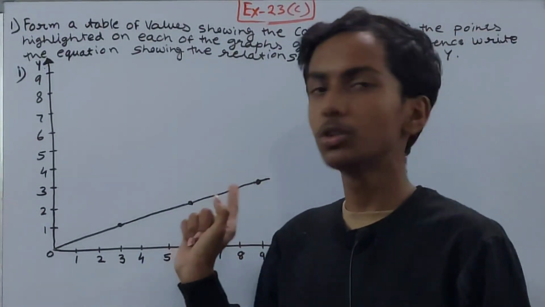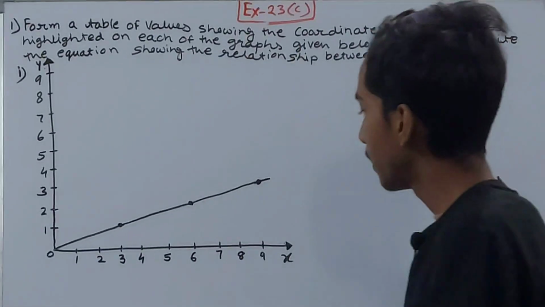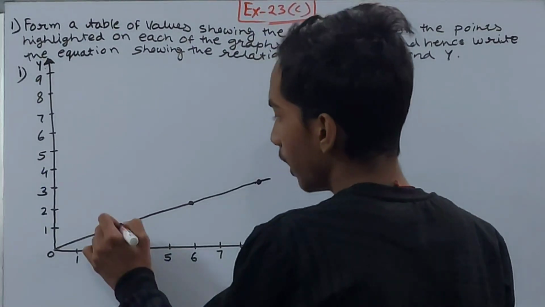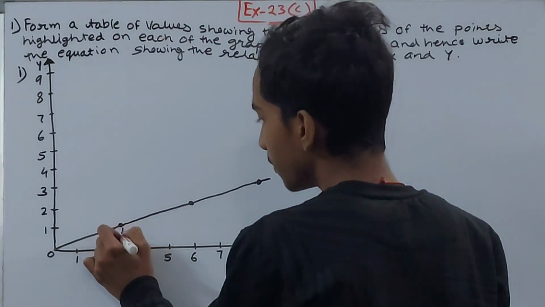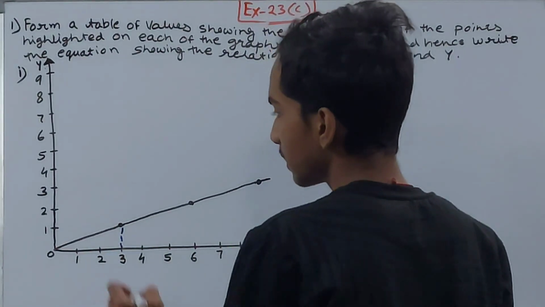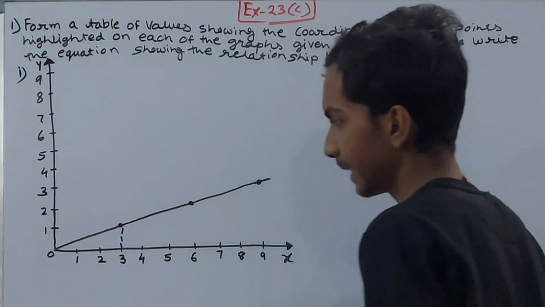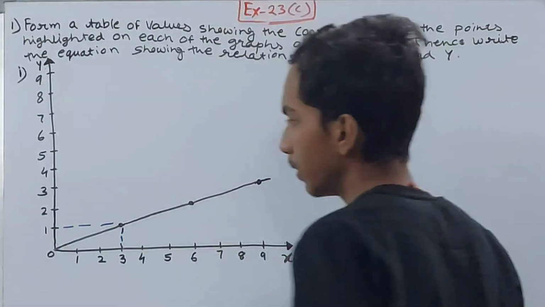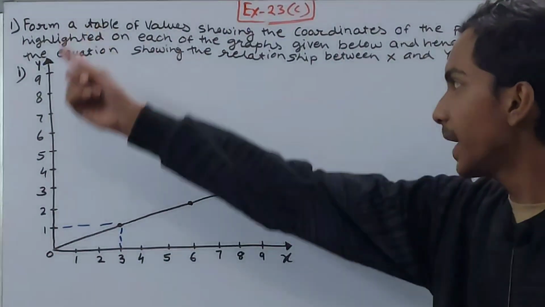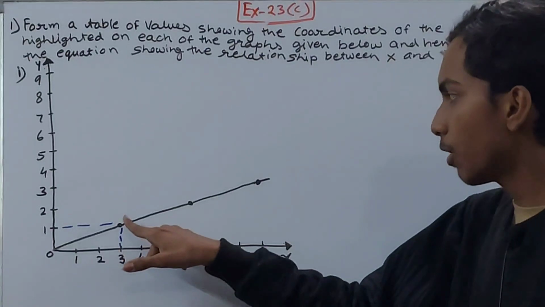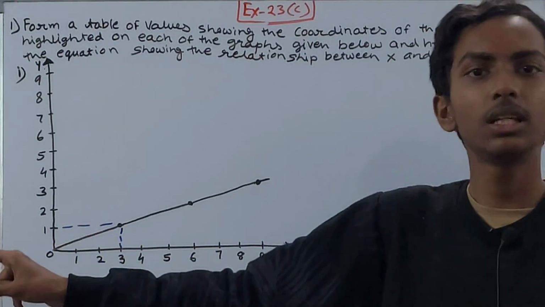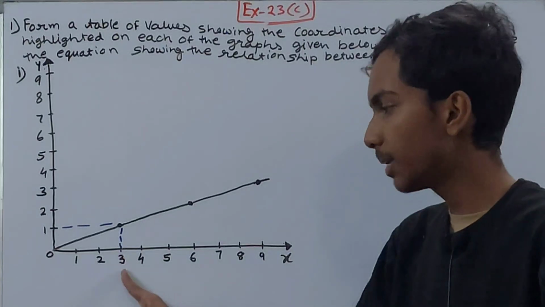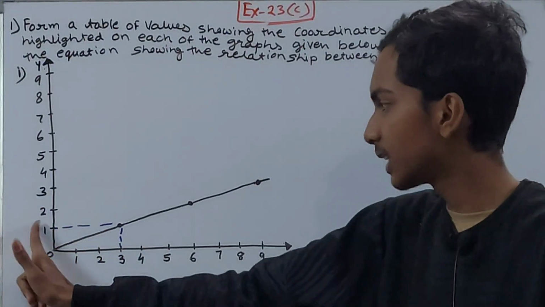So see here, we'll have this graph right here. Look at the first point, and if I draw lines perpendicular from here, you can see it is coming on 3 on the x-axis and 1 on the y-axis. This is the y-axis, this is the x-axis. If I draw perpendiculars from the points in each of the directions on each of the axes, on the x-axis it is coming at 3, on the y-axis it is coming at 1.